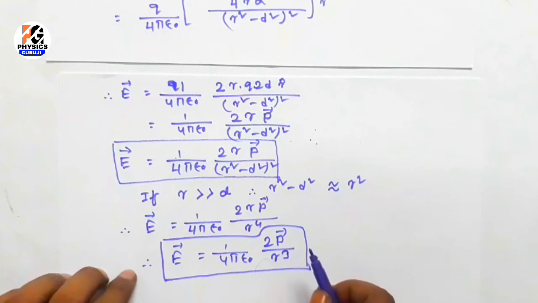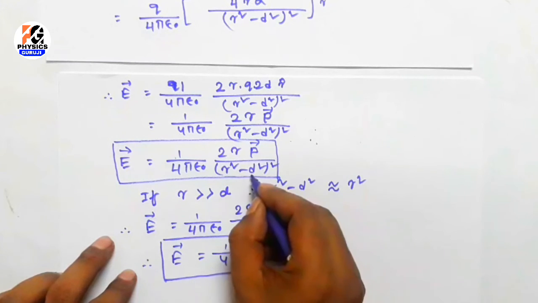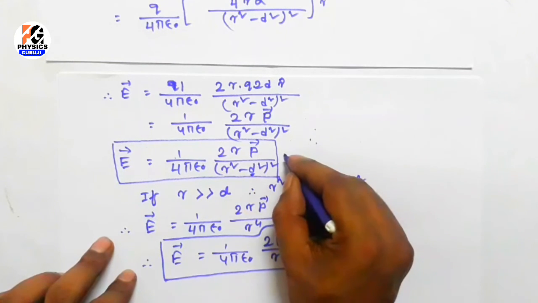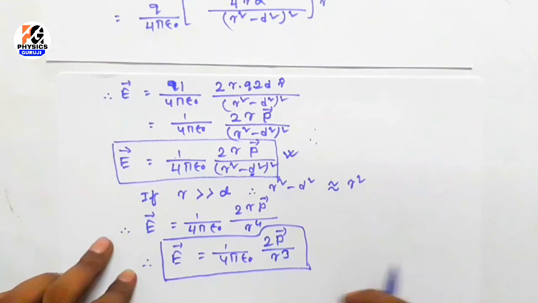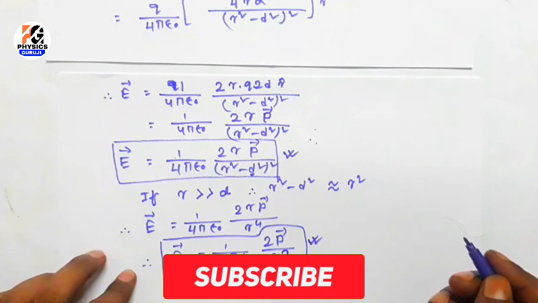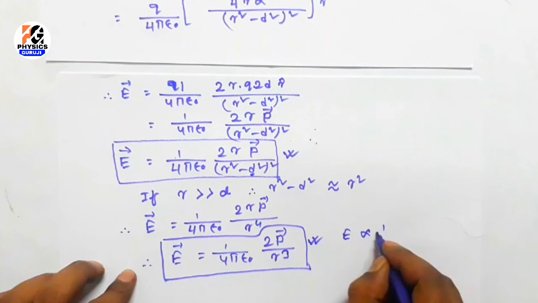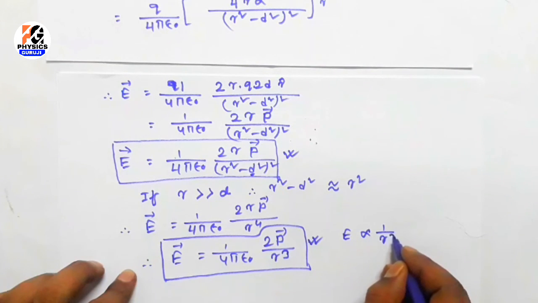So if in the question d is given, that is the separation between the two charges, in that case you have to use this formula. If it is written as a small dipole, in that case you have to use this formula. And one point to be noted is that here E is proportional to 1 by r to the power 3.